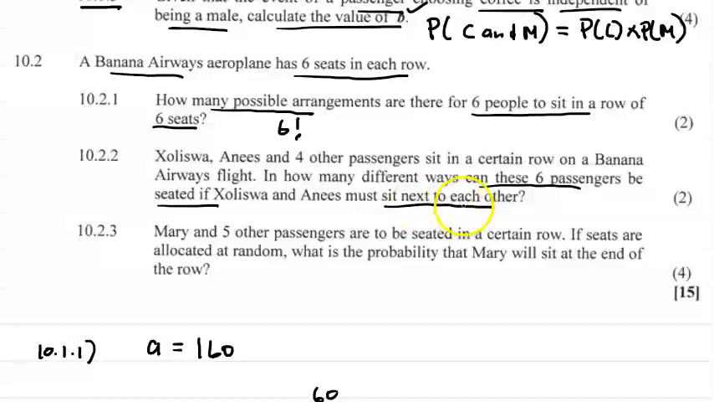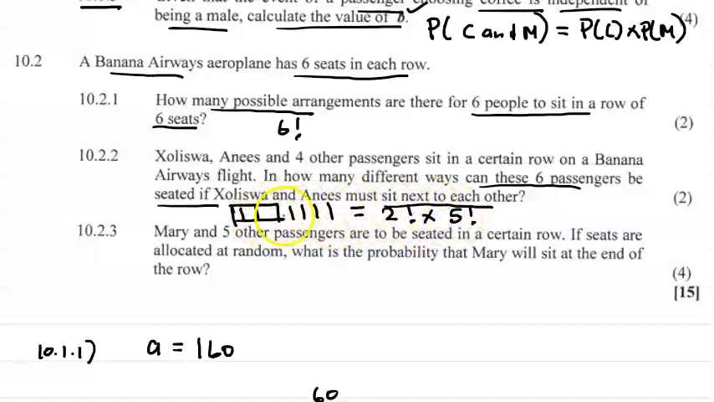For 2 people to sit next to each other, we're going to group them, Koliswa and Anis, and put them as 1 unit sitting next to each other. And then we'll have the 4 other passengers, which is 1, 2, 3, 4. Koliswa and Anis can sit in 2 factorial different ways. They are now one group, so they will move together as one unit. With the 4 other passengers, we'll now have 1, 2, 3, 4, 5, because we're counting Koliswa and Anis as one group. They can now be arranged in 5 factorial different ways. So the answer is 2 factorial times 5 factorial.